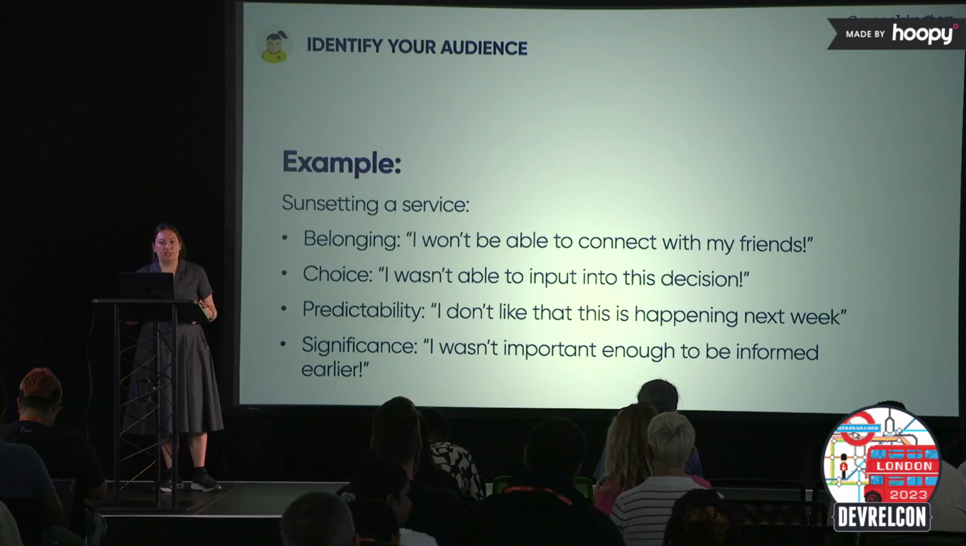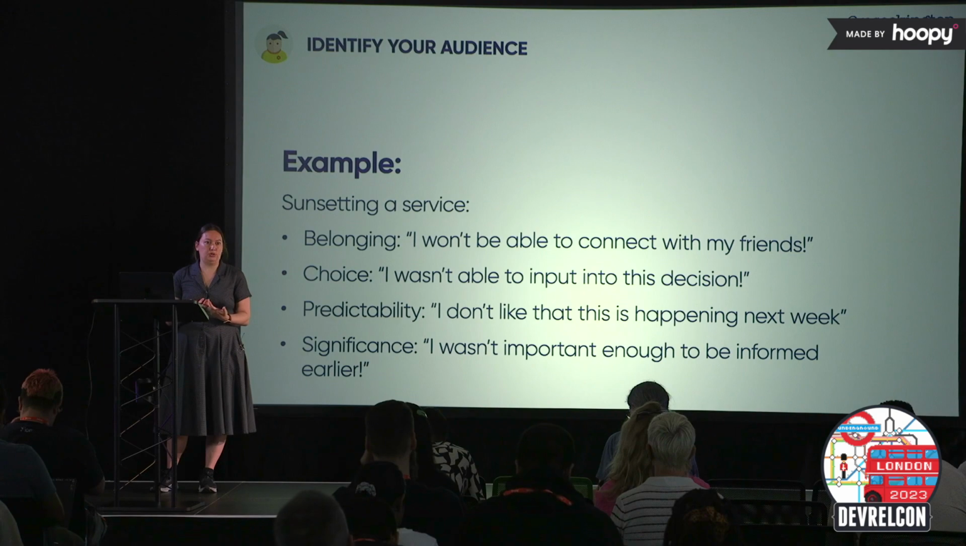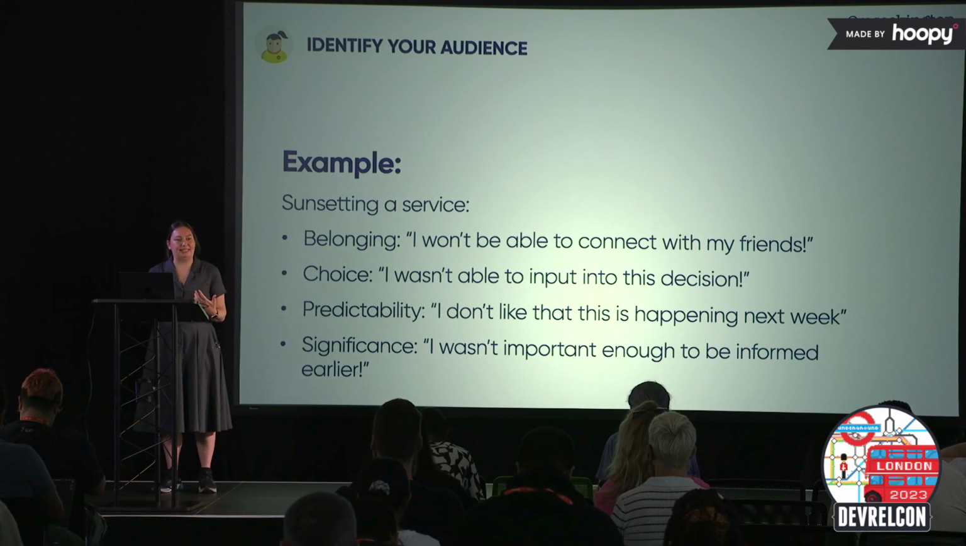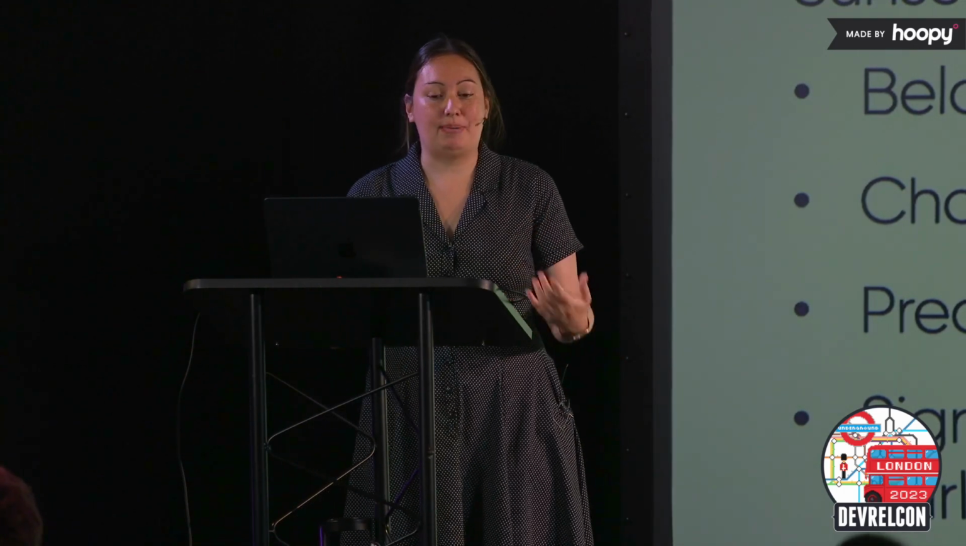Here's a simple example. Let's think about a situation where we're sunsetting a service and we need to communicate that to users. People will likely be upset about it in different ways. Their core needs will be affected in different ways. For some people, it will be about belonging: they might not be able to connect with their friends anymore because they're suddenly losing access to the service. For other people, it might be more about choice, the fact that they weren't able to give input into that decision. For others, it might be about predictability, not liking the fact that it might happen really soon. For others, it might be about significance, the fact that they weren't important enough to be informed earlier.